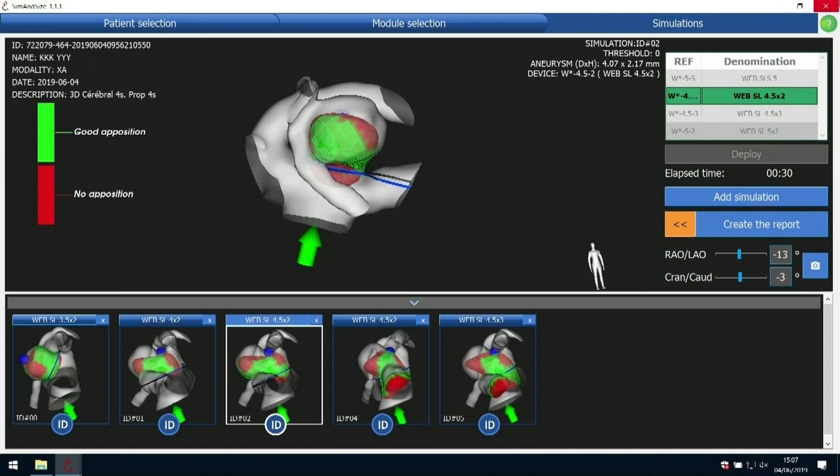We have a different shape because the web is in a position which is lower than here. And at the end, we see that we have a lot of bulging of the device out of the neck. So this is why we try to do a lot of simulations. This simulation is very hard to get during the physician deployment. And so at the end, I think we had rather this result, which is not acceptable for the patient. So this is why we switched to a 4x2, I think. This is the choice of Professor Spelle, I think.